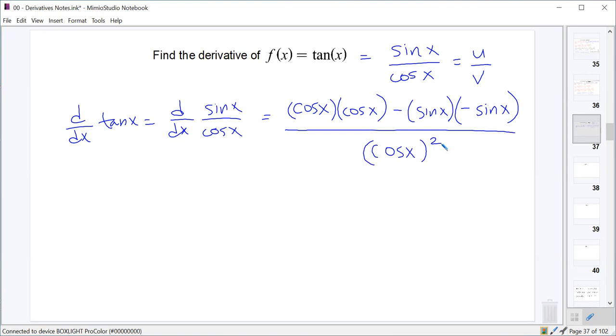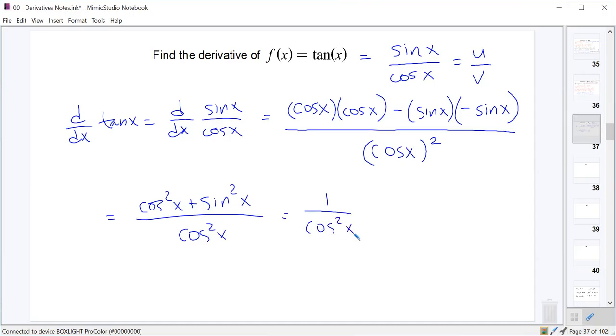squared. And if we simplify this down, we'll end up with cosine squared x plus sine squared x in the numerator, all over cosine squared x. And hopefully you remember back to your Pythagorean trig identities that cosine squared x plus sine squared x is equal to 1. So we have 1 over cosine squared x. And traditionally, we'll write the derivative of tangent x as secant squared of x. So now we've got our third one. The derivative of tangent is secant squared. You need to memorize all 6 of these once we get them all done.